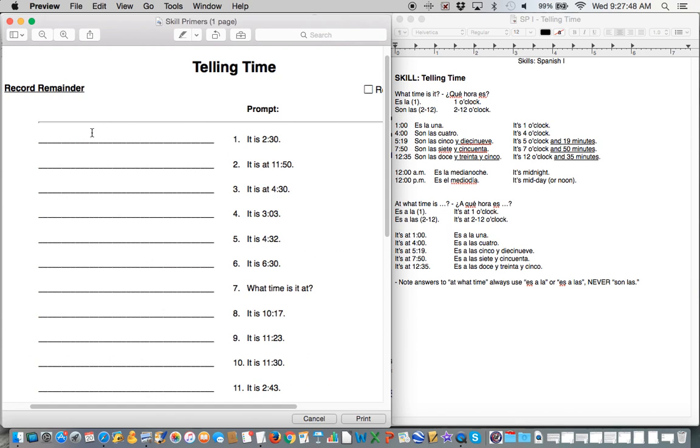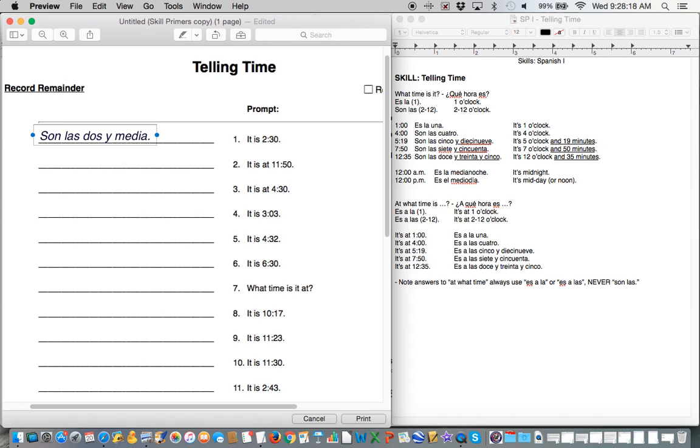Let's start. Number 1, it is 2:30. This is a statement of time, so they all start with son las when they're 2 o'clock through 12 o'clock. So son las is a statement of time. For dos, it is 2 o'clock, and 30 for 30 works for some teachers. I don't tend to count it off the first day or so, but really after that you need to be saying media. So it's 2 and a half.